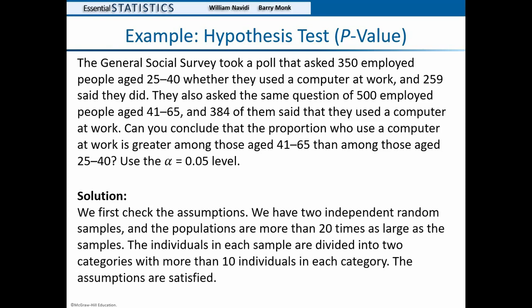So we first check the assumptions. We have two independent random samples. The populations are more than 20 times as large as the samples. The individuals in each sample are divided into two categories with more than 10 individuals in each category. So the assumptions are satisfied.